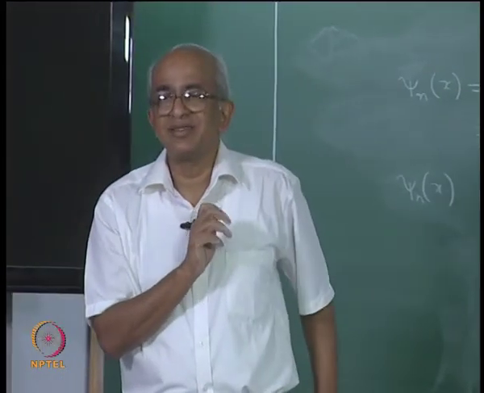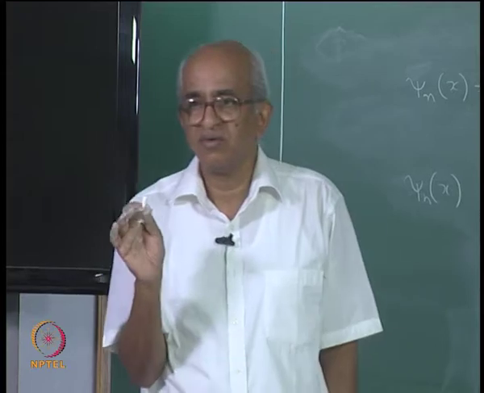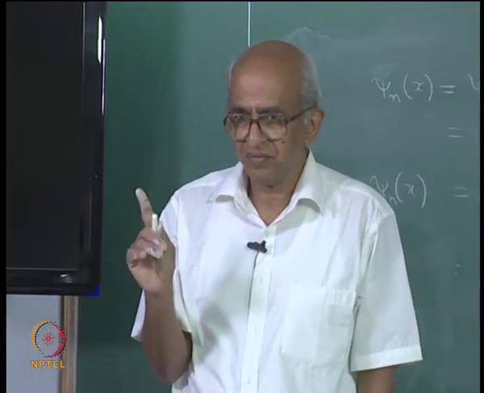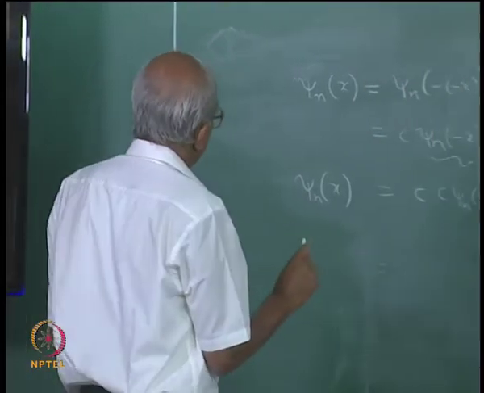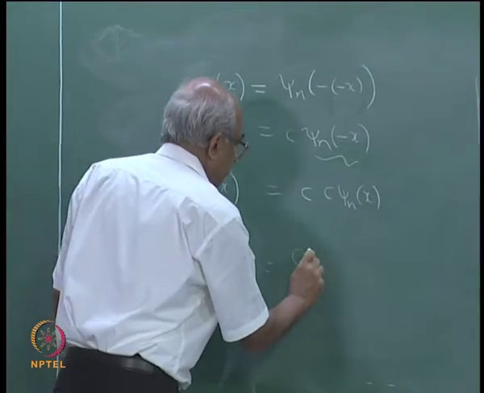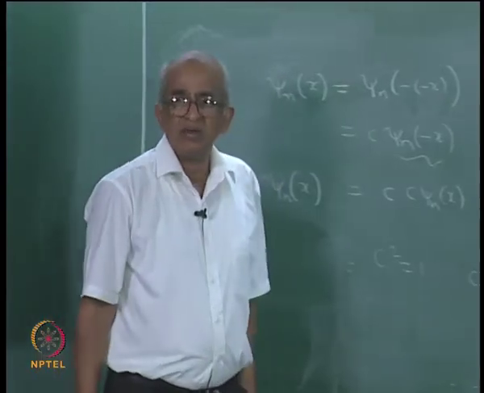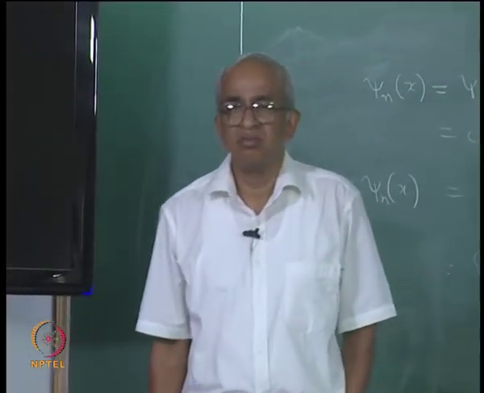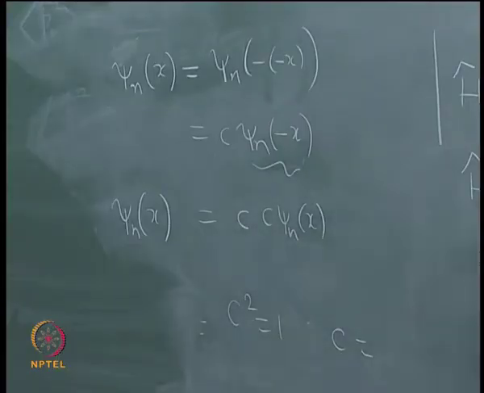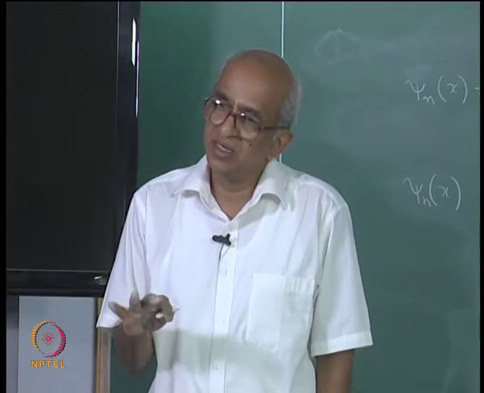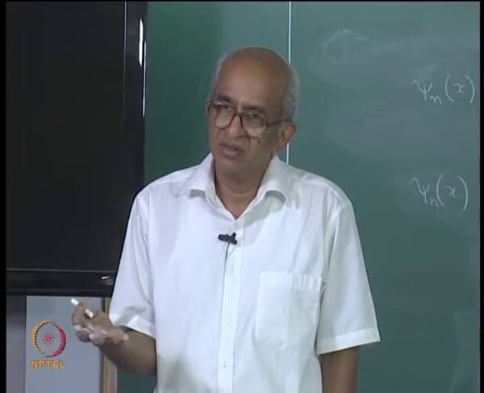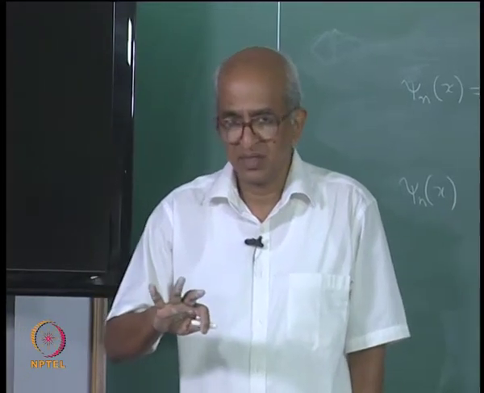So, effectively I will have two c's, and therefore psi n of x actually is equal to c squared into psi n of x. This implies that c square must be equal to unity. So, c square must be equal to unity, which implies that if c square is equal to plus 1, then c can be either plus 1 or minus 1, right.